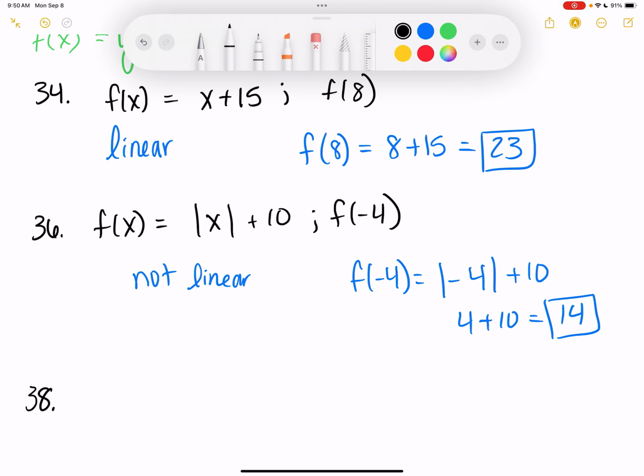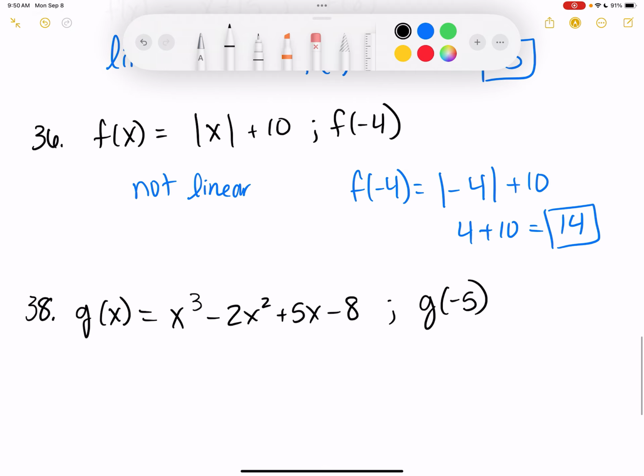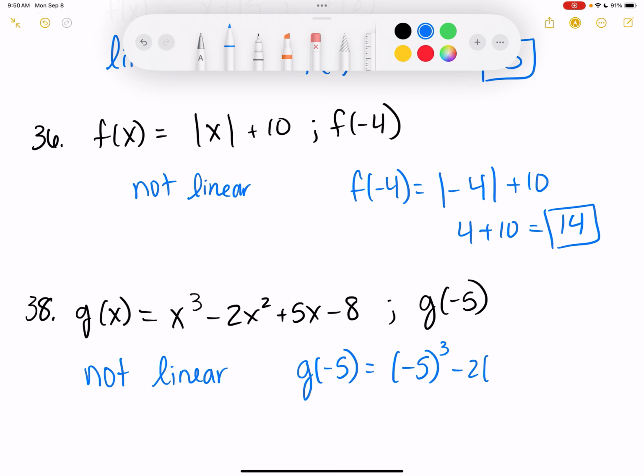g of x is equal to x cubed minus 2x squared plus 5x minus 8, and then g of negative 5. Is this linear? No, because x is raised to a power of 3, 2. It's cubed and squared. This would be a cubic function. So this is not linear, but we still evaluate g of negative 5 is negative 5 cubed minus 2 times negative 5 squared plus 5 times negative 5 minus 8.